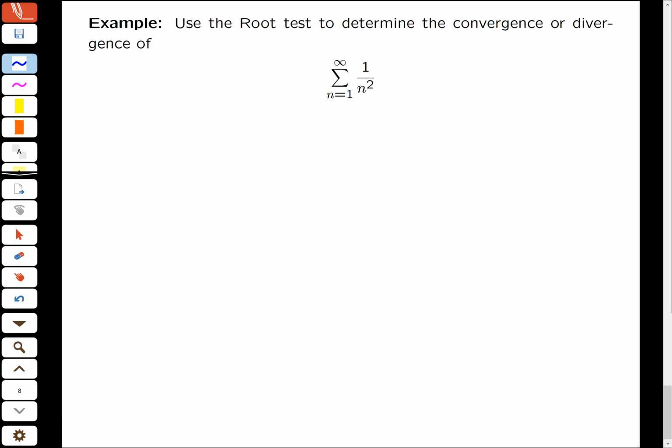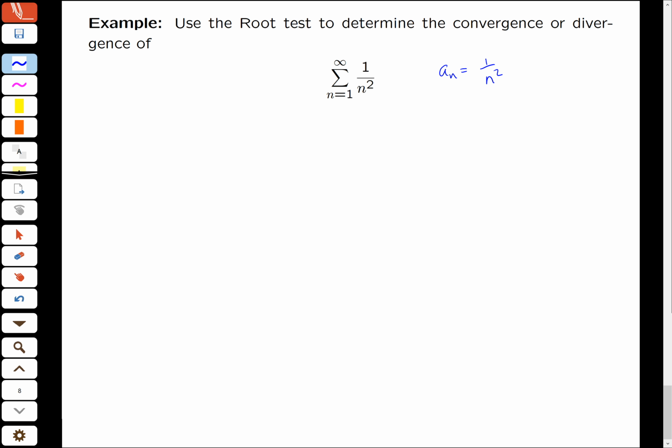It says use the root test to determine the convergence or divergence of the series 1 over n squared. So what is a_n? 1 over n squared. By the way, what kind of series is this? P series. And p is bigger than 1, so it converges. When p is bigger than 1, it converges. So this one's going to converge, but let's do the root test on it and see why we wouldn't want to choose a root test for this one.